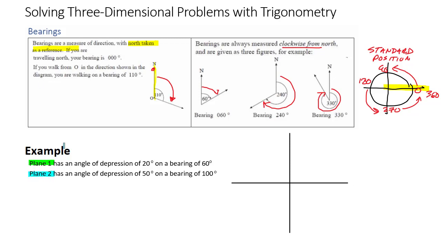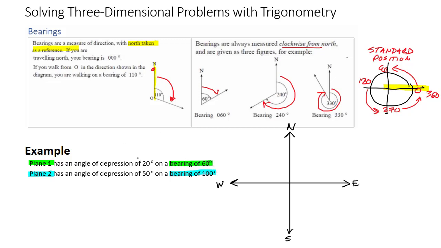Okay, so two airplanes. Now they have angles of depression. We're not going to worry about that right now. We'll talk about that when we get into the rest of the diagram. Let's just focus on the bearings. So airplane 2 has a bearing of 100. Airplane 1 has a bearing of 60. So I'm going to draw a little sketch here so we can make sense of the bearings first. So here's where my north is going to be, right? And obviously if you want to draw in the rest, here's east, here's south, here's west. Okay, so let's just get an approximate drawing of where these are.